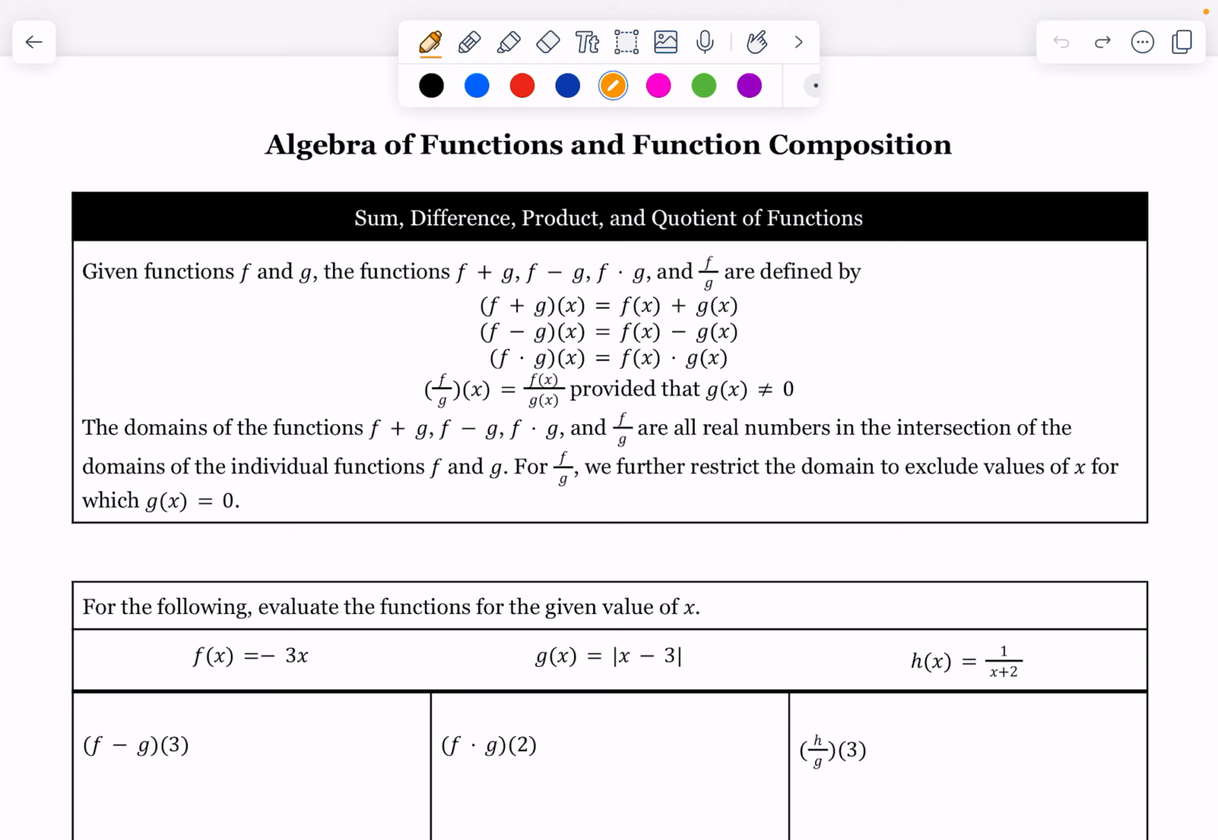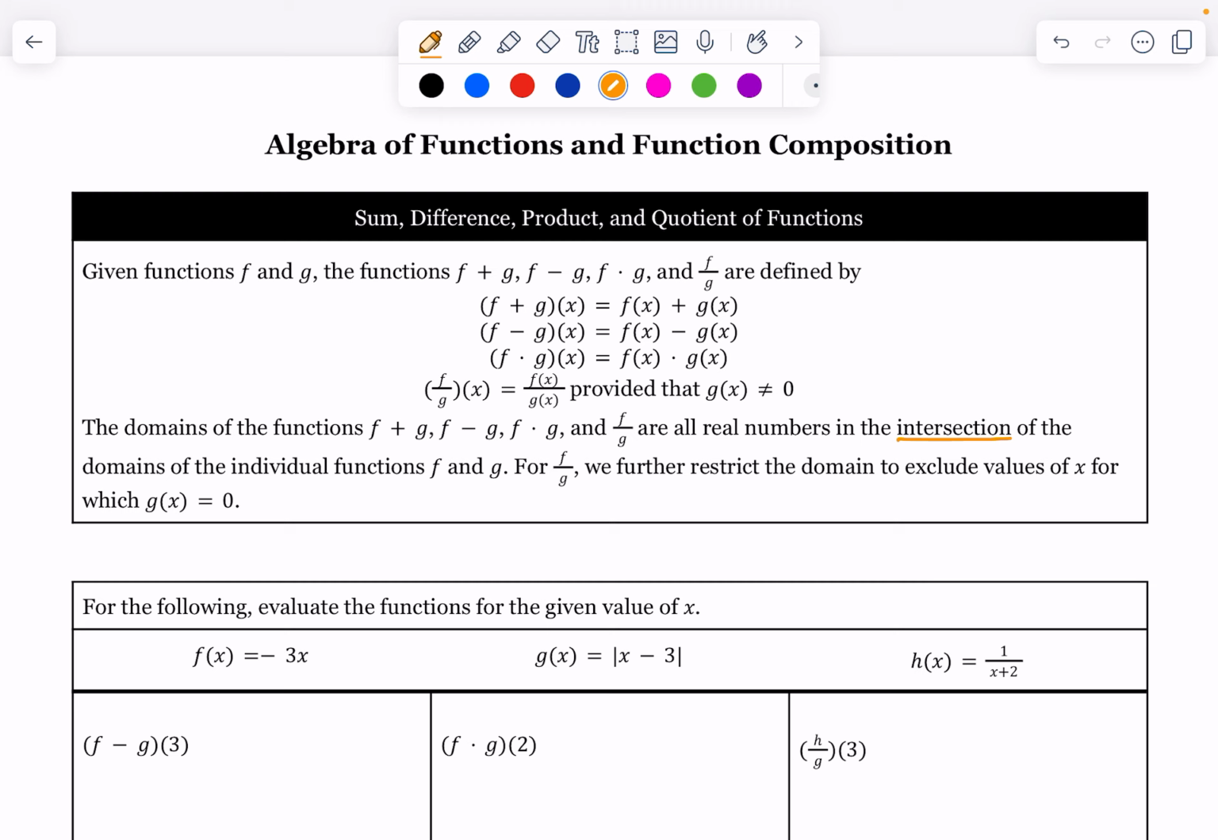The domains of the functions f plus g, f minus g, f times g, and f over g are all real numbers in the intersection. So we need them to be in both of the domains of the individual functions f and g. For f over g, we further restrict the domain to exclude the values of x for which g of x is equal to 0.